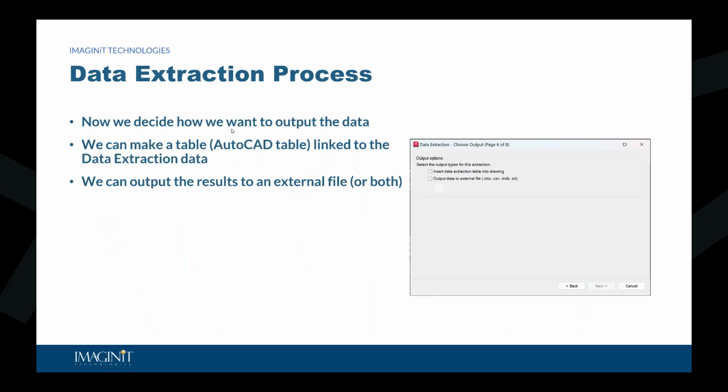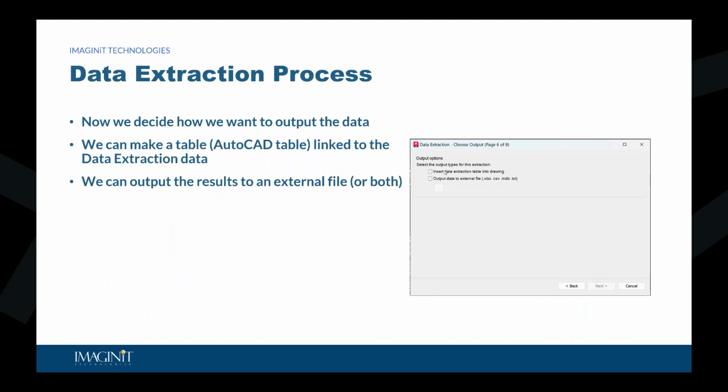And then when we get to here, we can decide how we want to output the data. So do we want to make a table, an AutoCAD table that's linked to the data extraction, the DXE or the DXEF or DXEX? And do we want to output the results as an external file? So that's the Excel, CSV, MDB, text, and we can choose to do one or both. If you choose not to do a table and just exporting to an external file, you will not get the next page. It'll just take you to the finish.